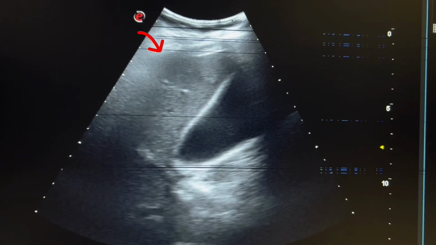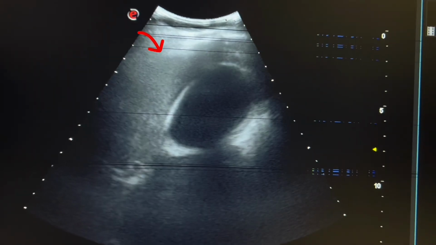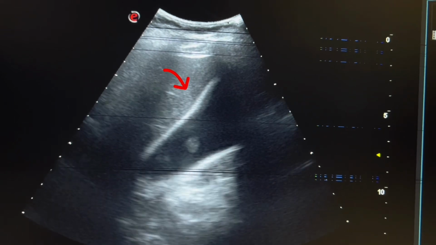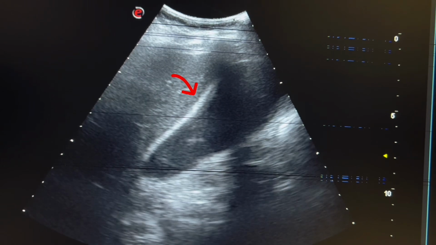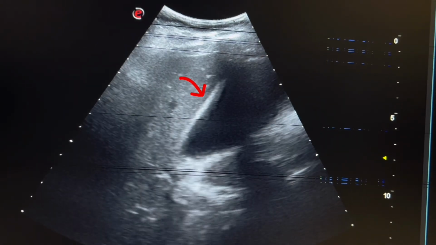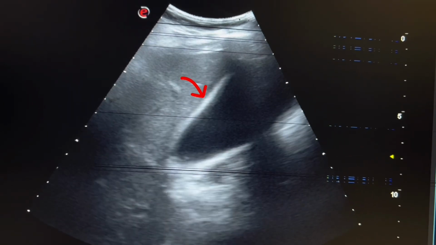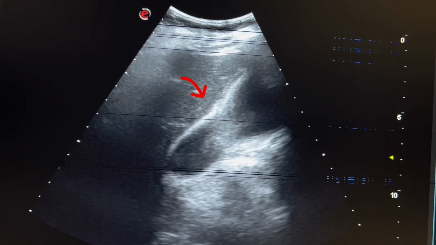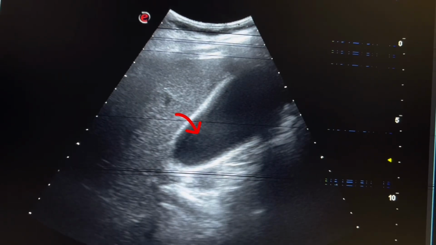Now we will be scanning the right hypochondrium. Here we see the left lobe of liver and gallbladder. The gallbladder is full. The walls of gallbladder appear to be echogenic and thickened. The gallbladder contains sludge and stone.